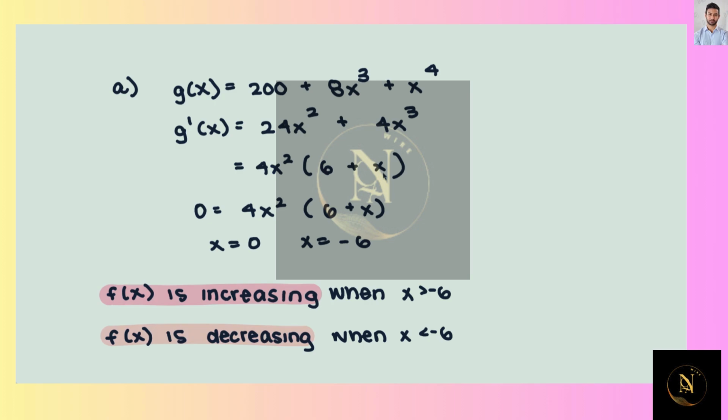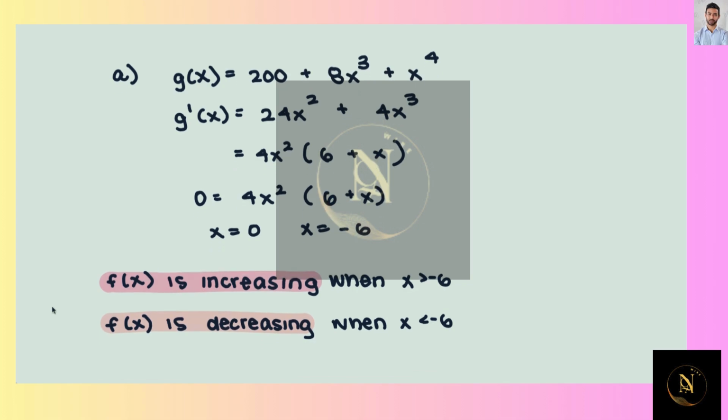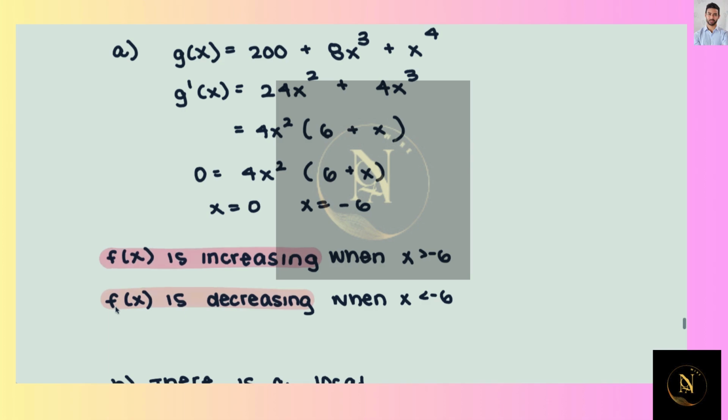And then we need the critical numbers of the function. So we'll set this simplified derivative equal to 0 and solve for x. Well, x is 0 and x is negative 6. So what we see is you can plug in a point into our original function and determine if it's increasing or decreasing. And if you do that, you can see that f of x is increasing when x is greater than negative 6, and f of x is decreasing when x is less than negative 6. I'm sorry, this should be g of x. It's still the function. My apologies.